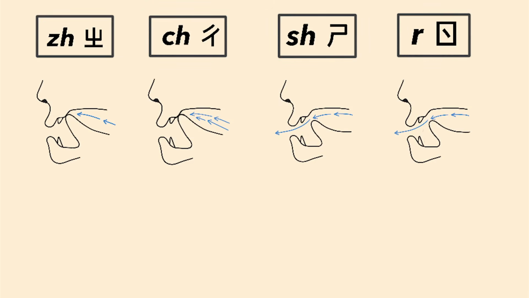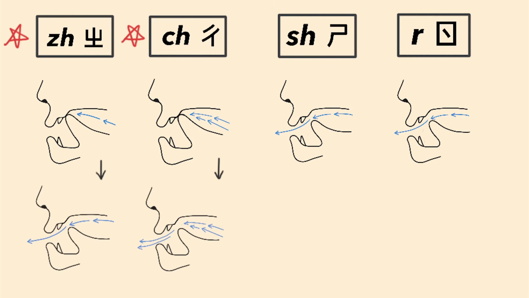To make the 知、吃、诗、日 sounds, you need to curl your tongue and the tip of your tongue points to this position between the alveolar ridge and the hard palate. And to pronounce 知 and 吃, you have to let the tip of your tongue stick to the position to block the air in your mouth first, and then let it out. Also remember, 吃 is aspirated and 知 is not. So when you pronounce 吃, the airflow should be stronger.